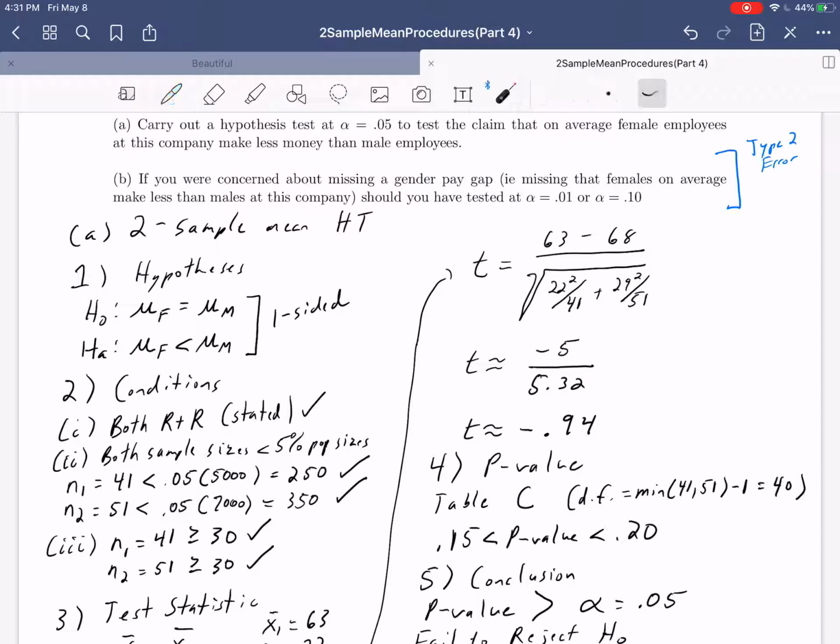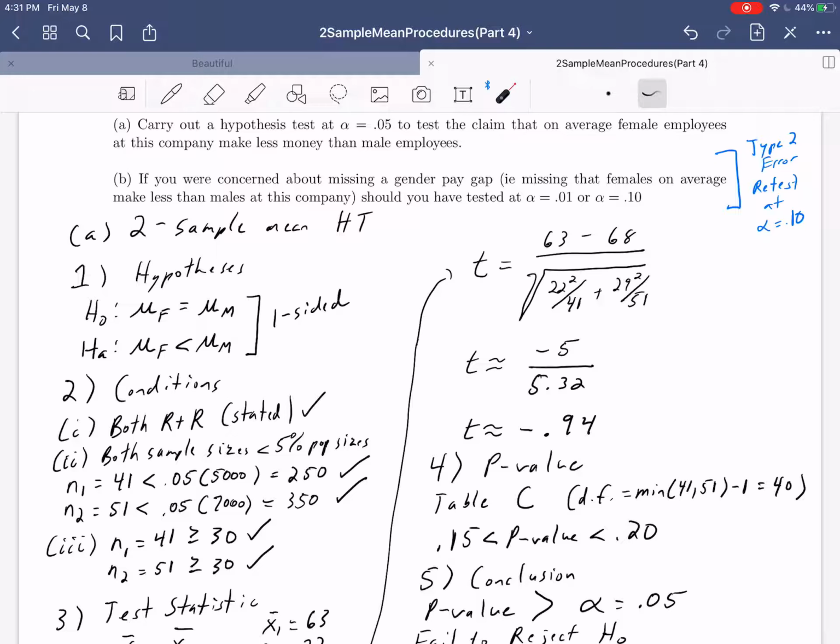If we're very concerned about a type 2 error, our initial discussion said that we should use a higher alpha. In other words, we should loosen the standards of evidence. You can always think about it this way: the lower the alpha, the more stringent your requirements are on your evidence. So if you're worried about a type 2 error, we should have retested at alpha equals 0.10. If we were very concerned about missing a possible gender pay gap, we really should have carried out our hypothesis test at alpha equals 0.10.